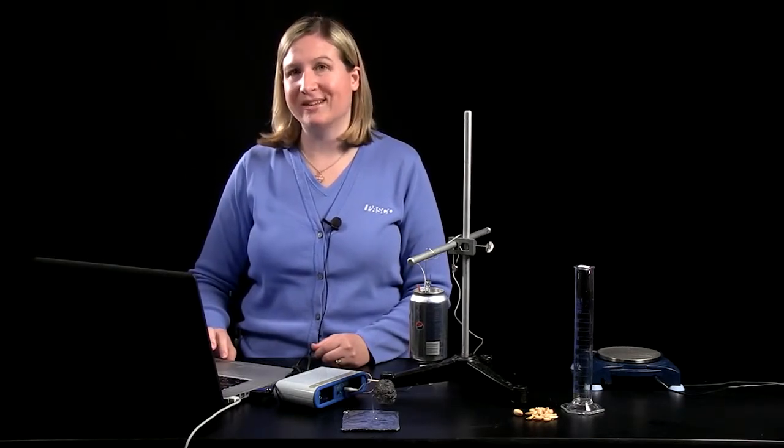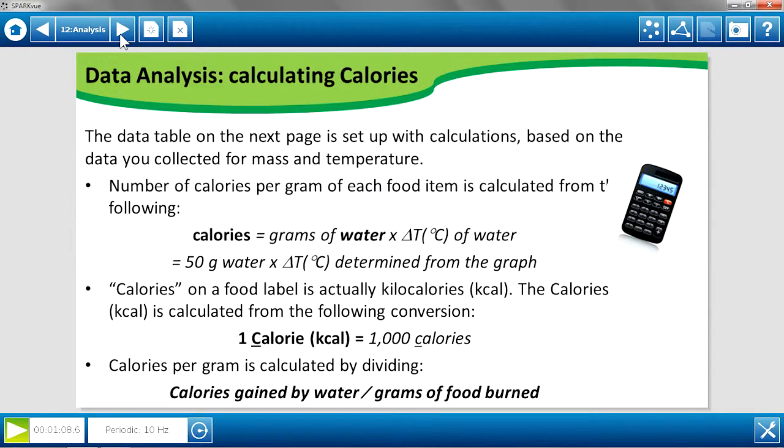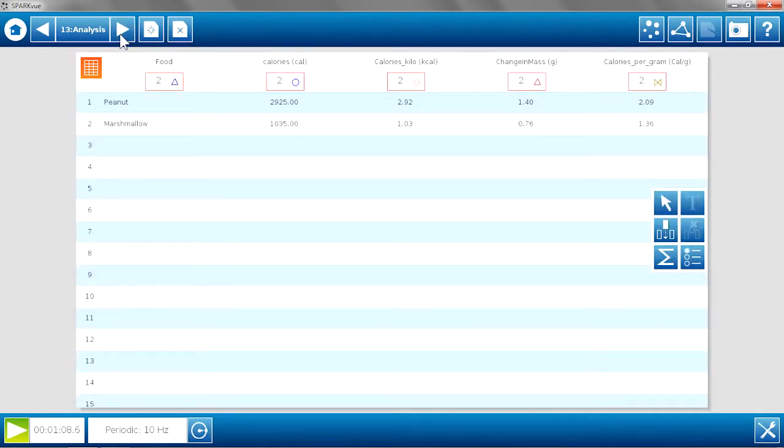But if students are then going to compare their results to a nutrition label, they actually need to do a conversion of calories to kilocalories. On a nutrition label, this is very subtle. It's just represented as a capital C versus lowercase c. So they'll need to divide by 1,000 to do that conversion. And then finally, again, for a fair comparison, we need calories per gram. So we'll take our calorie calculation and divide it by the grams burned, and that will allow us to get that fair comparison of the two foods.